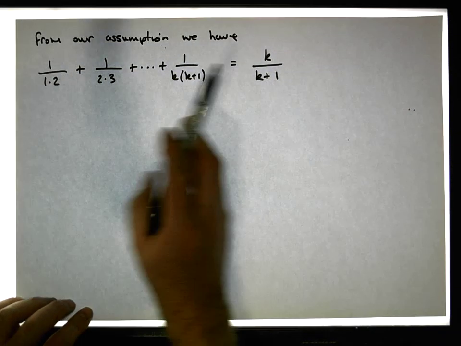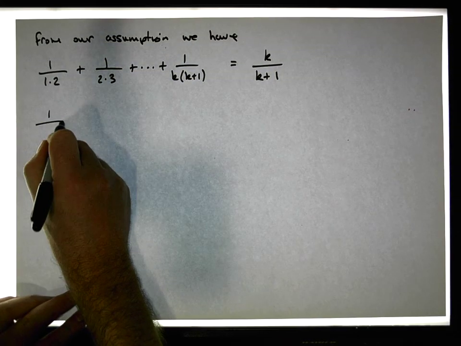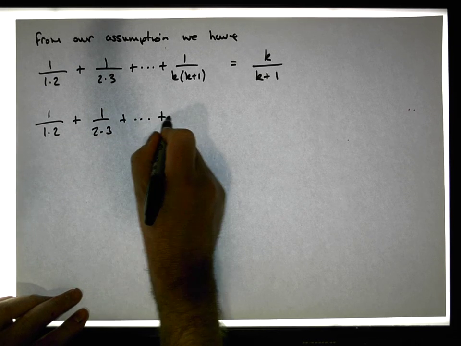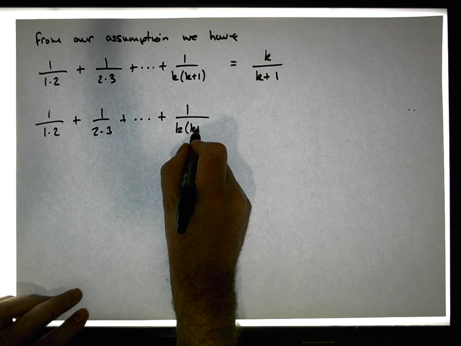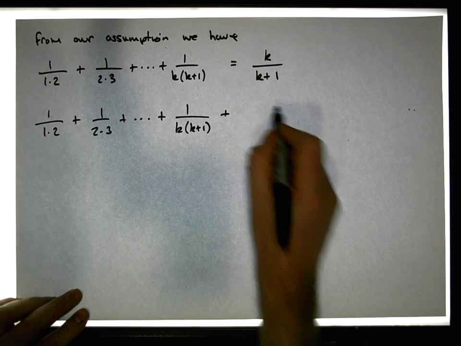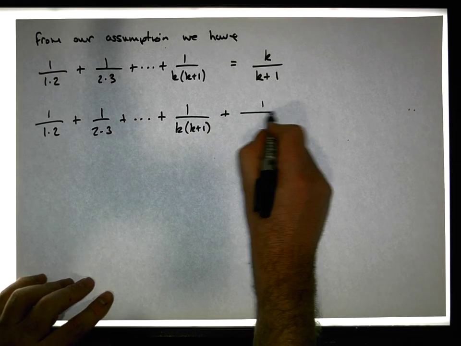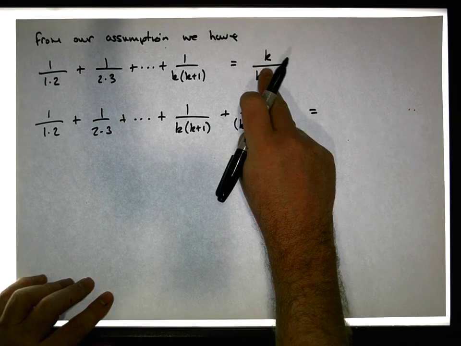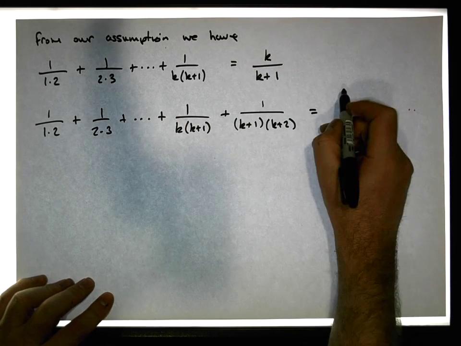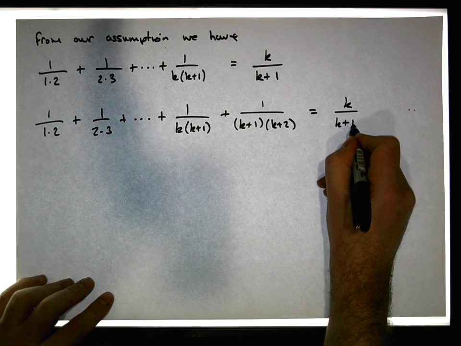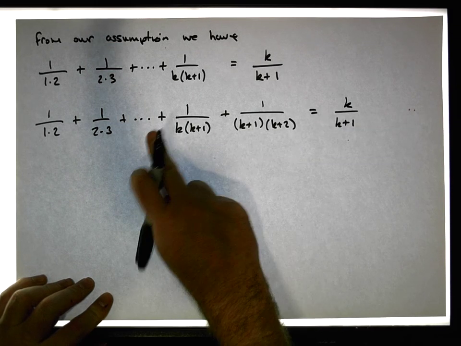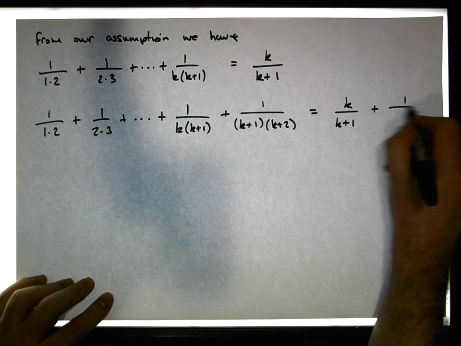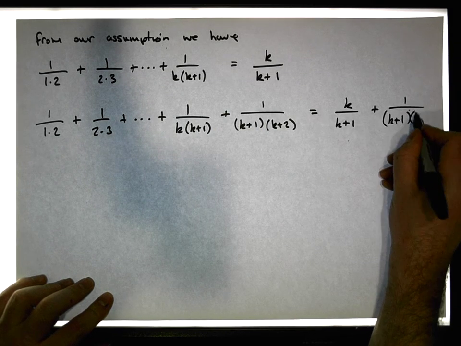So we're assuming this to be true. When we add it on, we have 1 over 1 times 2 plus 1 over 2 times 3 plus all the way through to plus 1 over k times k plus 1, plus this k plus 1 term, which is 1 over k plus 1 times k plus 2, must be equal to k over k plus 1. All I've done is add this term on the left, so I need to add it on over here too: k plus 1 times k plus 2.